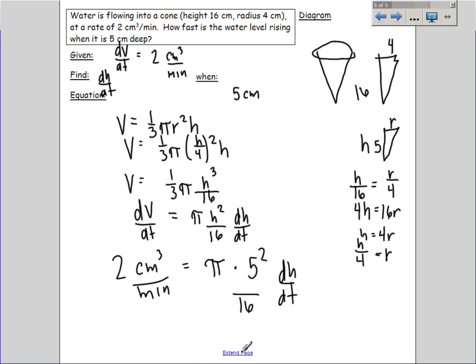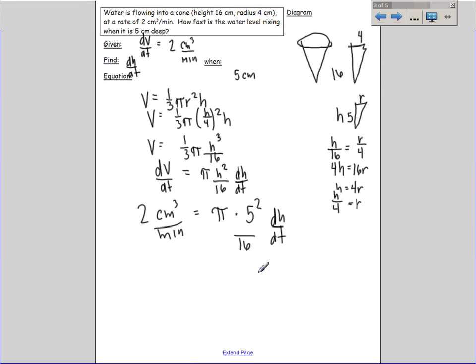At this point in time, let's solve for this dh over dt. We are going to have multiplied by the reciprocal to get to the other side. So we have 2 times 16 over pi times 25, 5 squared. I actually put this in my calculator, and I get a rough estimate that we are going to have a change in our height of 0.407.